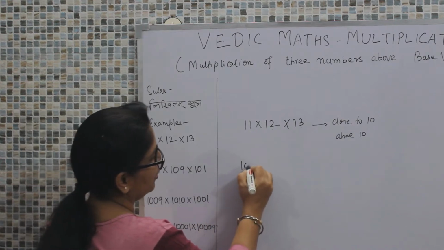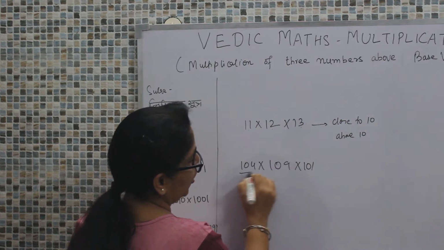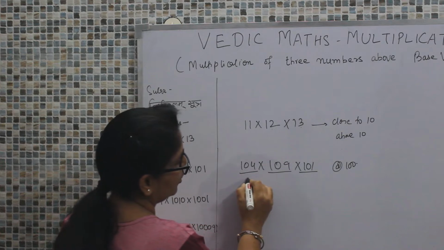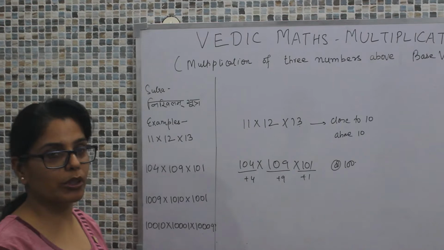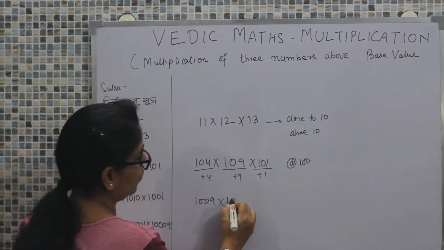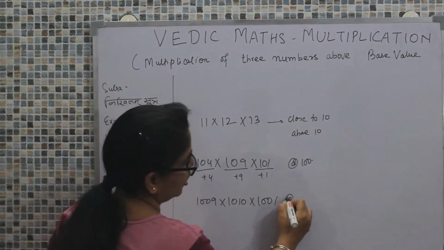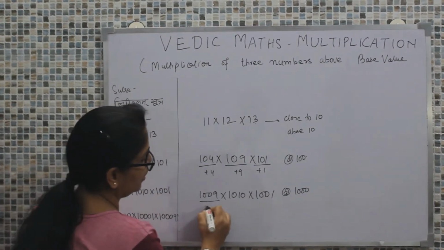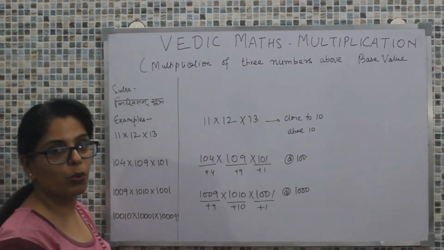Taking the second example, that is 104 into 109 into 101. All these three numbers are close to 100. In fact, this is 4 more than 100, this is 9 more than 100 and this is 1 more than 100. The next example is 1009 into 1010 into 1001. Here the base value or the reference value is 1000 and this number is 9 more, this is 10 more and this is 1 more.